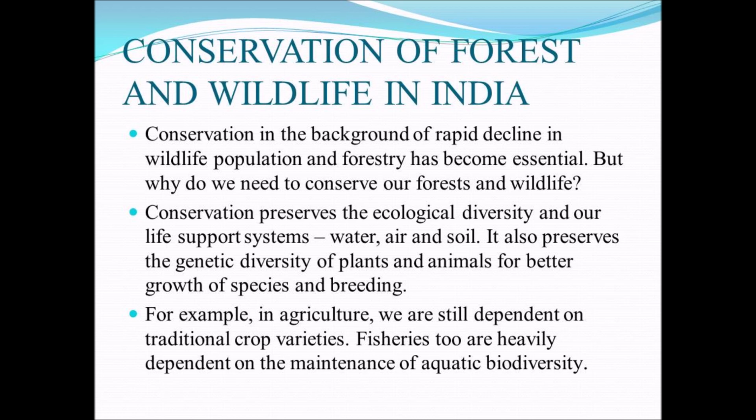For example, in agriculture, we are still dependent on the traditional crops, so it is very important to preserve the wildlife and the forest. And the forest management departments should take care of the substantial growth of the forest and ensure that hunting and poaching activities are avoided. The protection of diverse wildlife in the forest is called wildlife conservation.